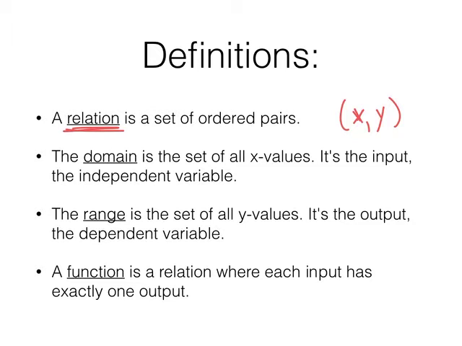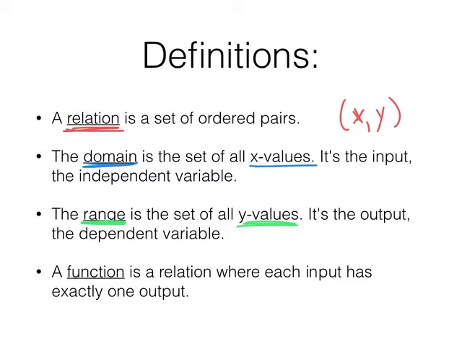The domain of a relation is the set of all its x values. So the domain is the set of all the x values. The domain is the set of all the values of the inputs for that relation, the input or the independent variable in that relation. So the domain is the x values. The range, well, that's the y values. So range, y values. It's the output. You put in the x and out comes the y. It's the dependent variable. The range is the set of all the numbers in the dependent variable.